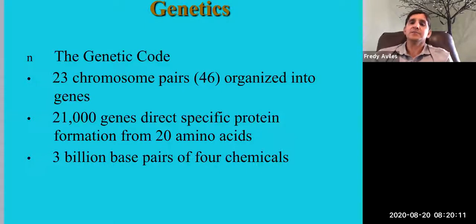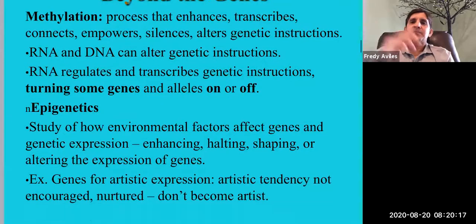that DNA ladder. Now let me tell you a little bit more about that, and then I'll show you some images, okay? Let's talk about something called methylation, okay? A fancy word that means that basically the genetic information can be enhanced, okay? It can be copied, it can be connected, it can be empowered, it can be silenced or even altered.